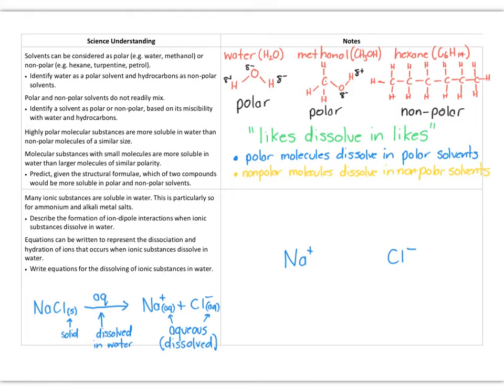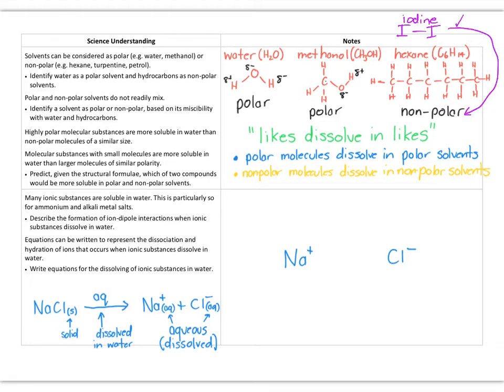So if I took, I talked about in that last video, iodine. Iodine's purple, so let's think about iodine. Iodine, two iodine atoms, that would be non-polar. Iodine, because it's non-polar, would want to dissolve probably in a non-polar solvent like hexane, but not so much in water.